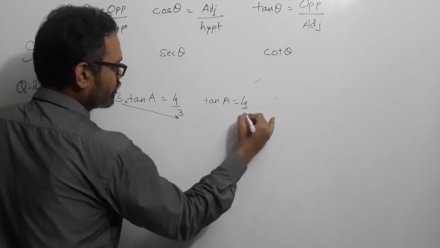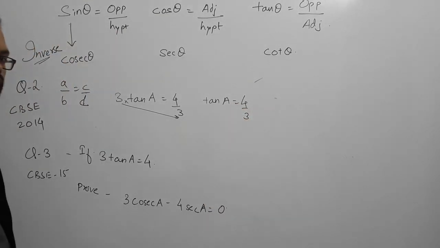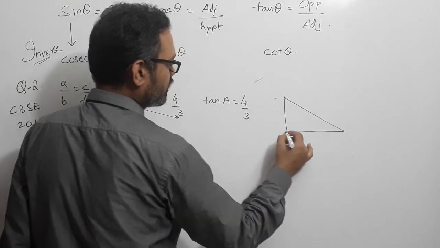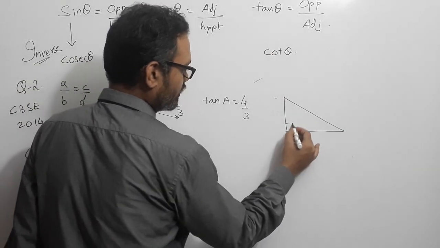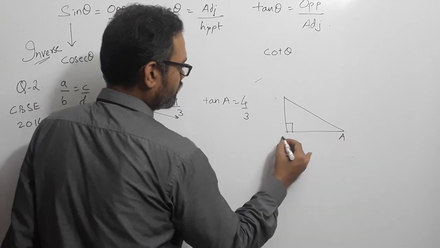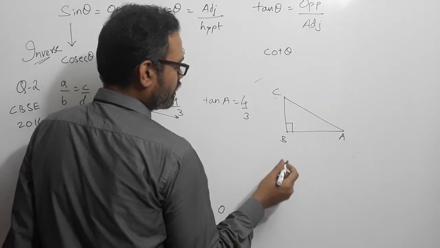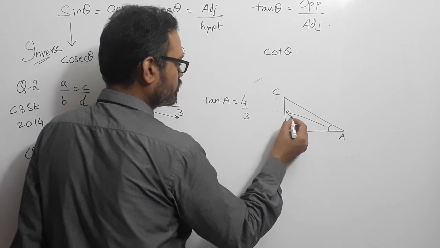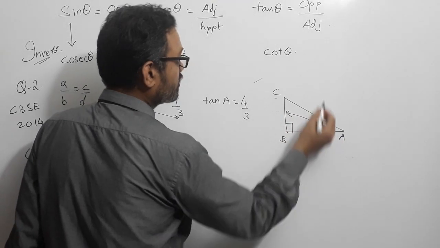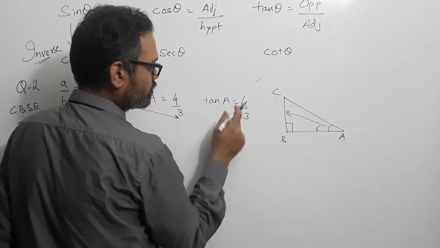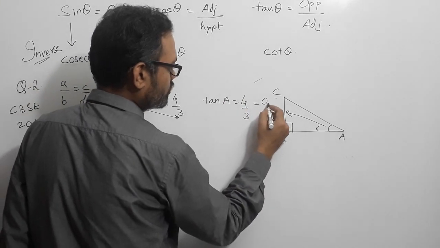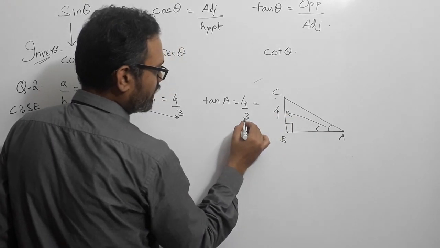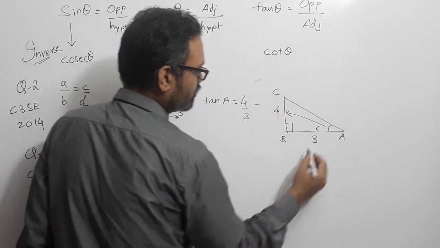is 4 upon 3. When tan A is 4 upon 3, meaning in a triangle, let us put it in a triangle and solve all the equation. This is 90 degree, this is A, BC. What is the value of tan A? Opposite upon adjacent. So this is my opposite, which is 4. This is my adjacent, which is 3.